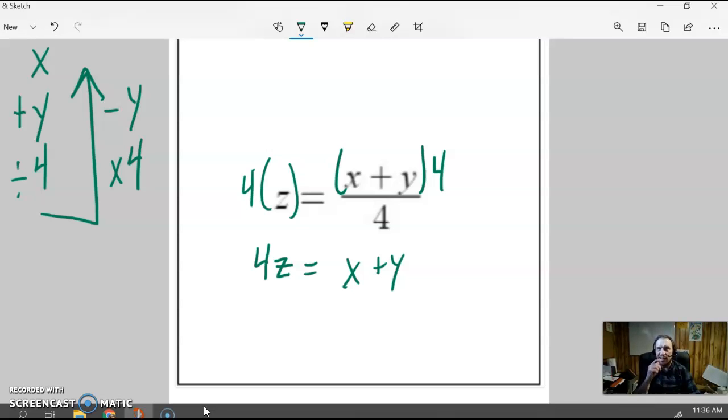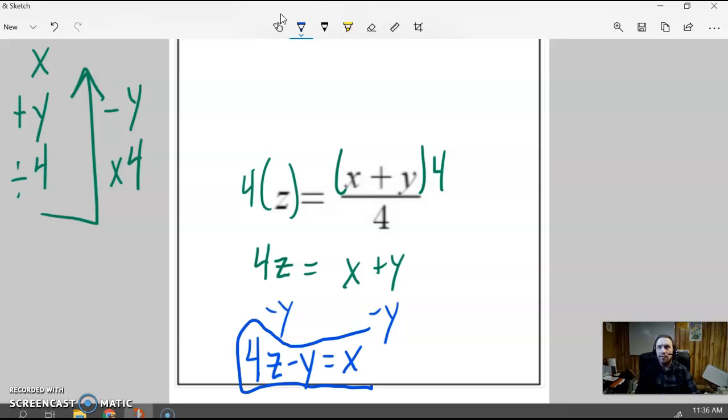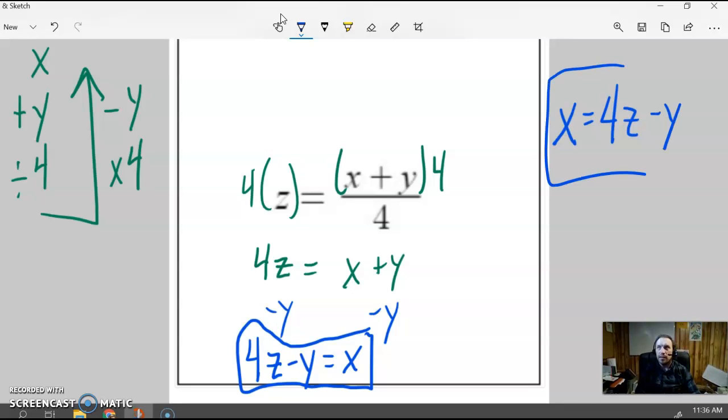I write mine with a little line, otherwise they look like 2's. Now we multiply by 4. Let's subtract our y, and we get 4z minus y is equal to x. And that is our solution. A lot of people like to write it x equals, if this is what we're solving for, 4z minus y, and that's fine too. These equations are all the same, and there you are.